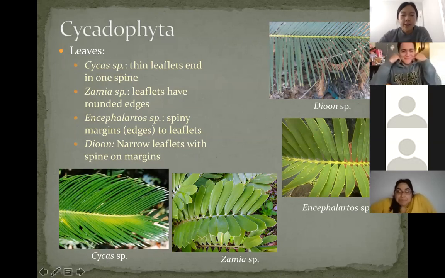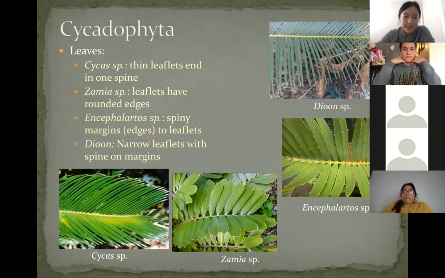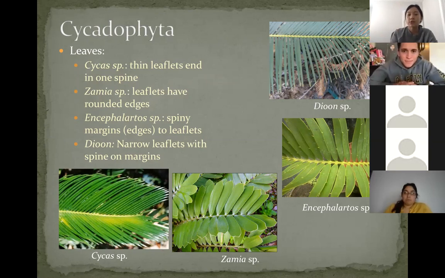So Cycas, these are usually the ones that most people can recognize easily because they have really, really thin leaflets and they have only one single vein going down each of those leaflets. If you look closely at a Cycas, you'll see that there's kind of like one indentation going down the center of that leaflet. That's going to be the single vein. So as soon as you see really thin leaflets with one vein going down the center, you should know right away that that's a Cycas. And then we have Zamia.